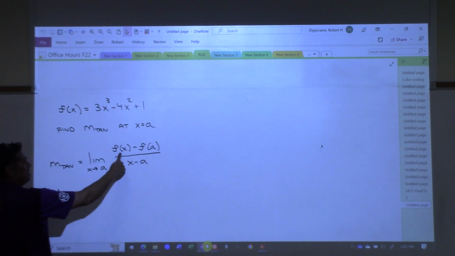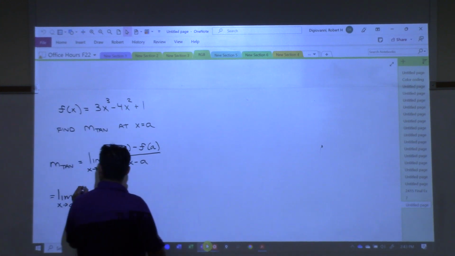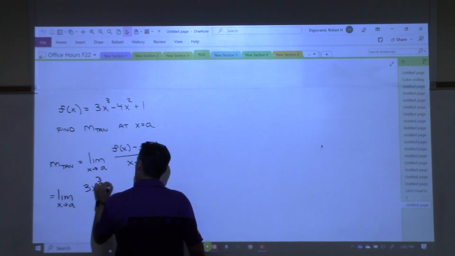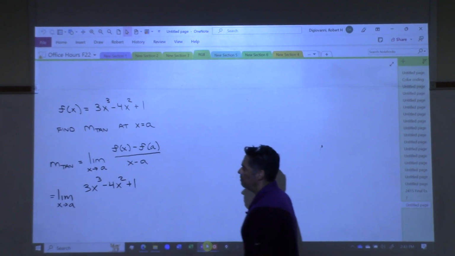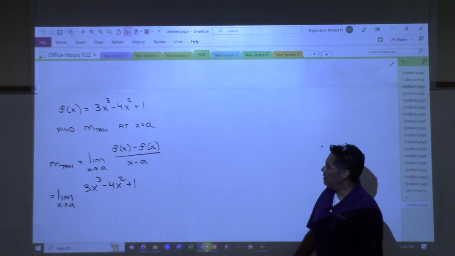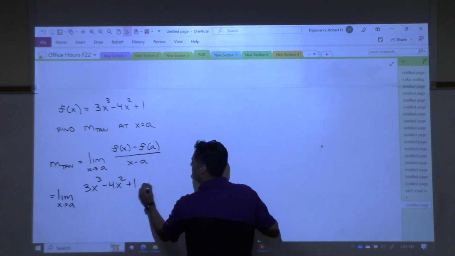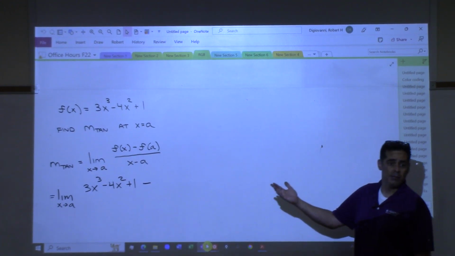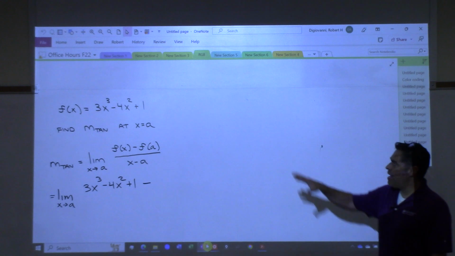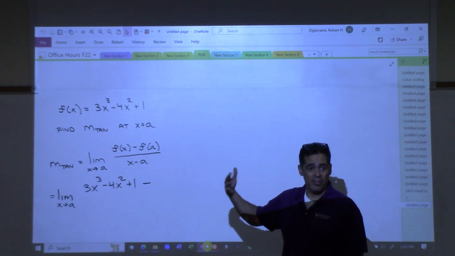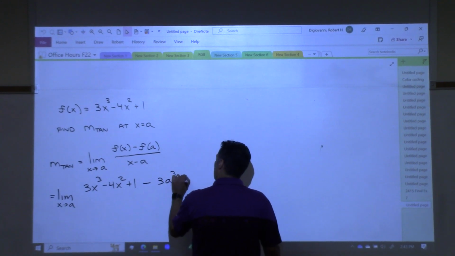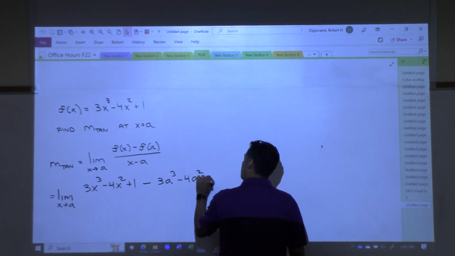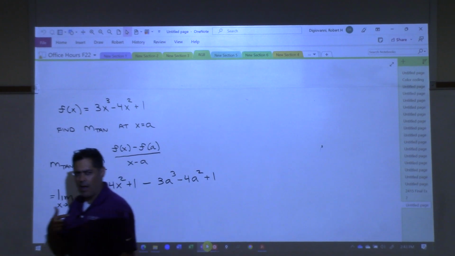So this is limit as x approaches a of... Enrique, what is this? That thing, right? Okay, so I'm going to put 3x cubed minus 4x squared plus 1, and then, Enrique, I'm going to go minus, and now what's f of a? Same exact thing that we see up there, but replace all the x's with a's. So if I do 3a cubed minus 4a squared plus 1, Enrique, is that correct if I write it like that?